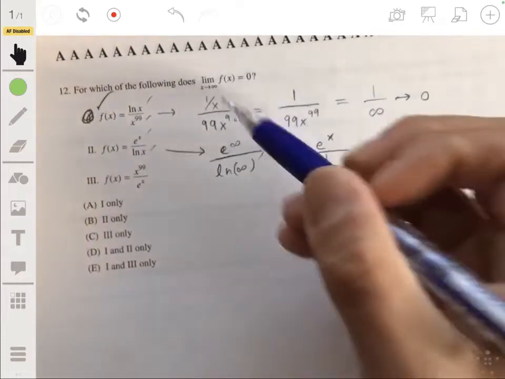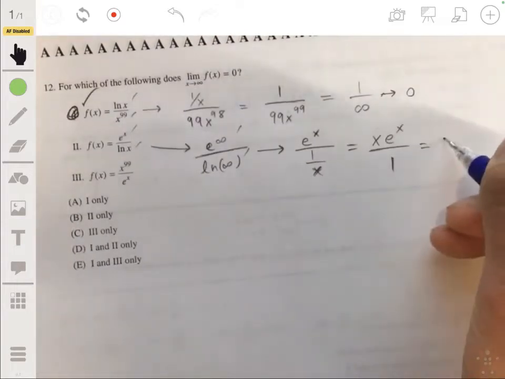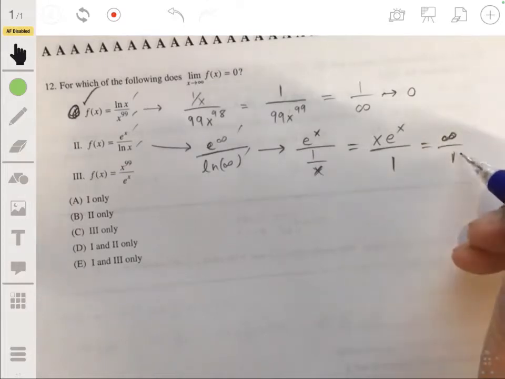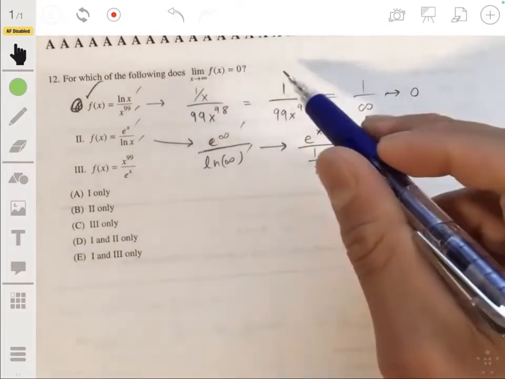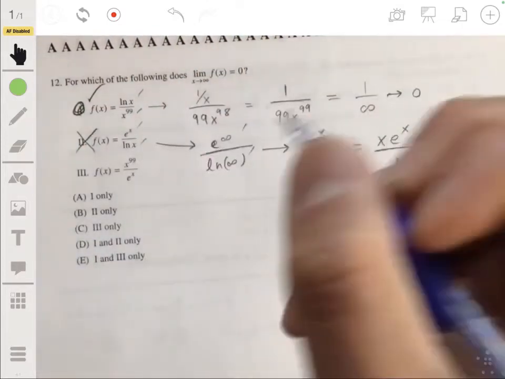So when you take the limit as x goes to infinity, if you plug in a very big number into here, you're basically going to get infinity over 1. You're going to get a very big number. And this is the opposite of what you want. This is not going to approach 0. So it's not going to be 2.